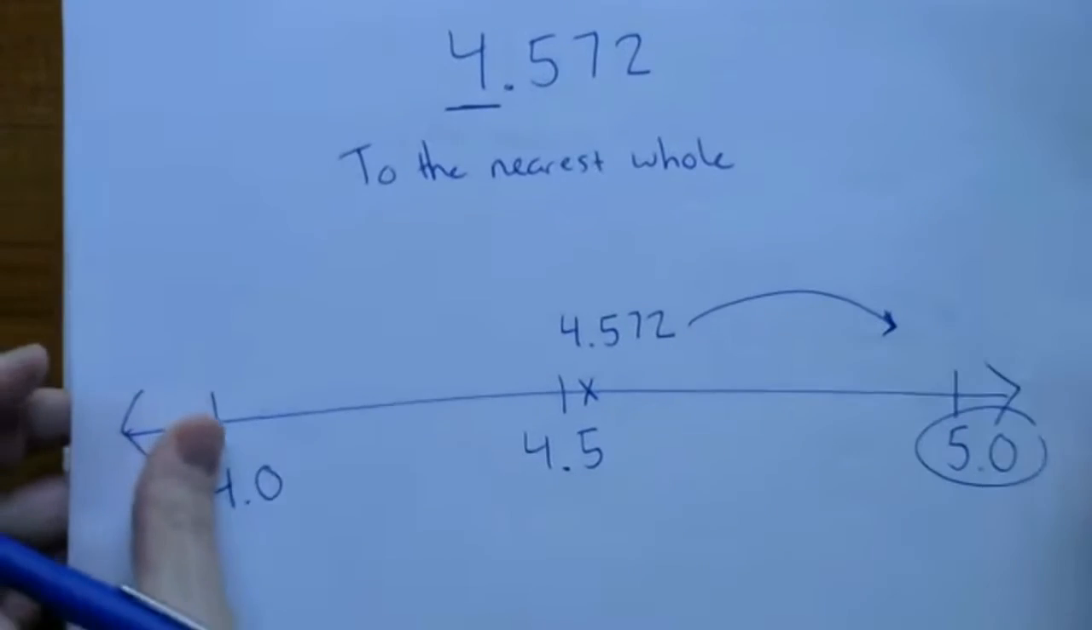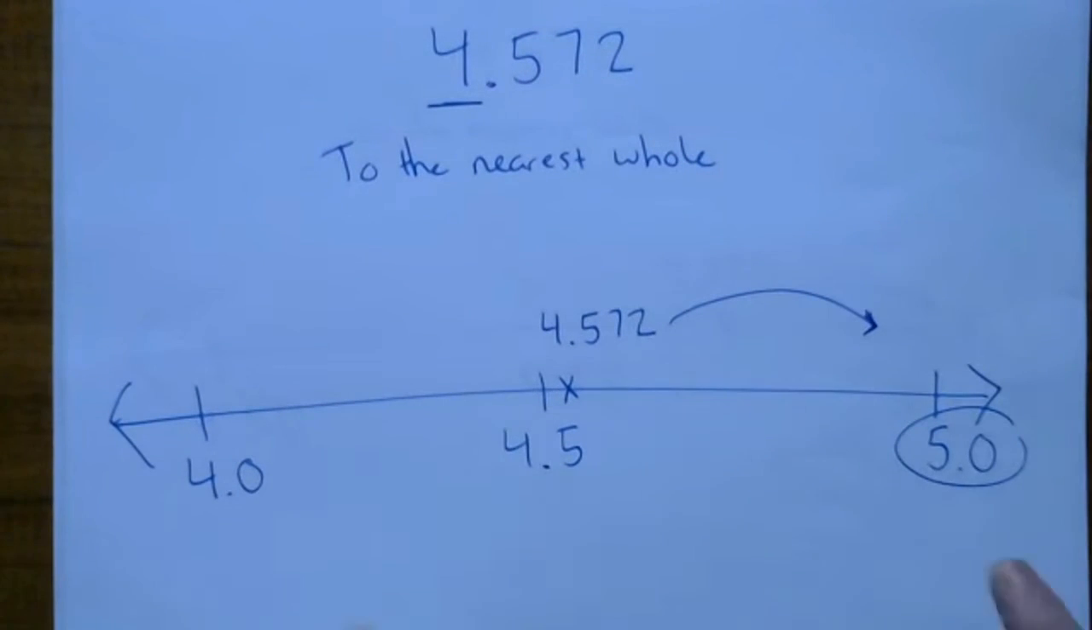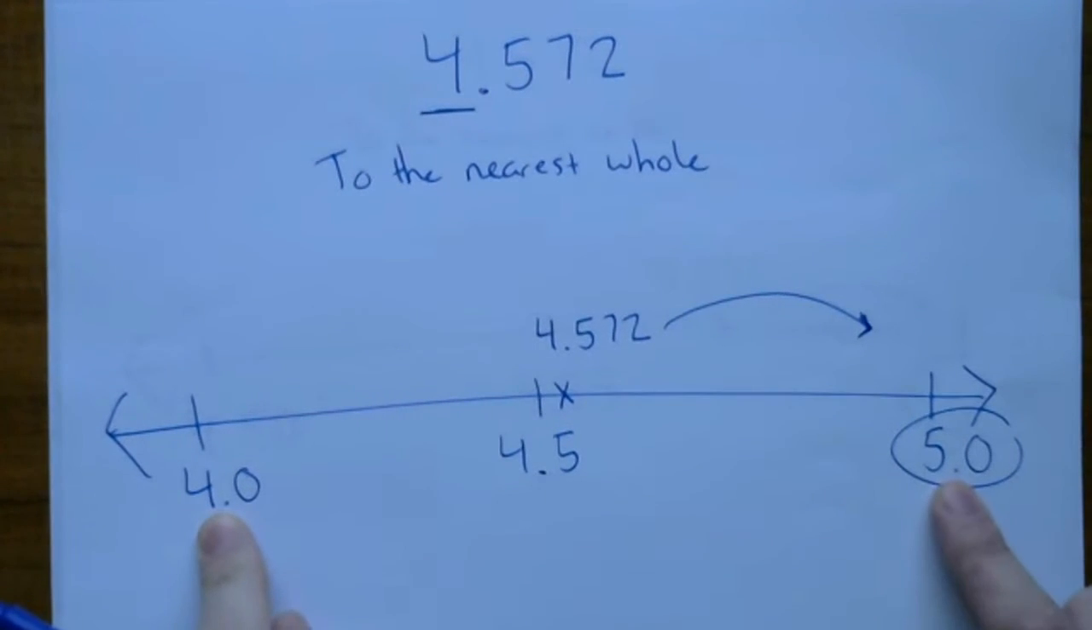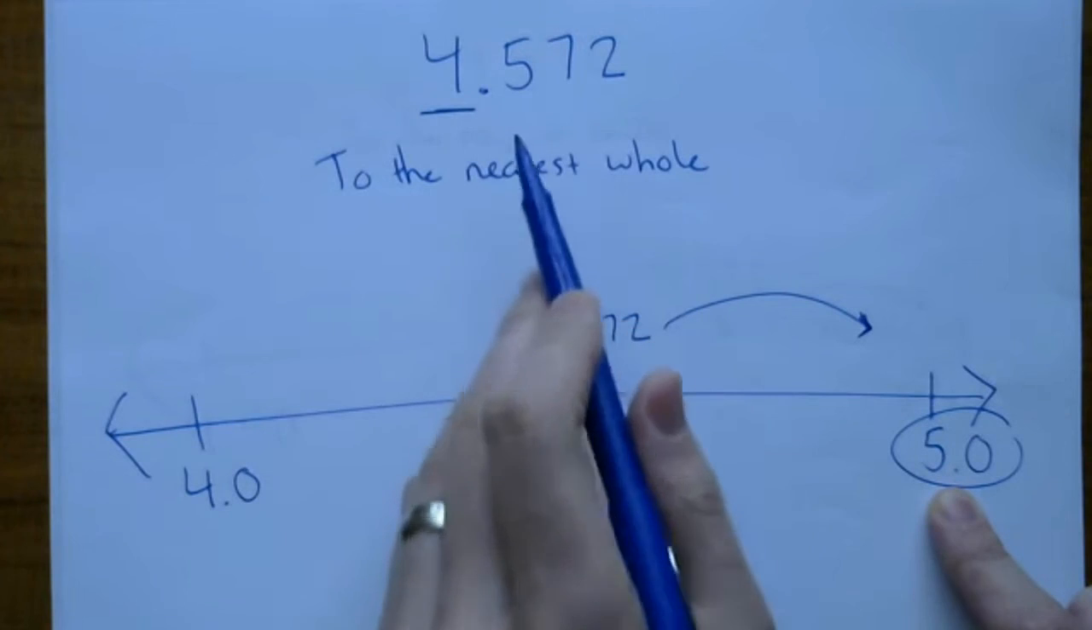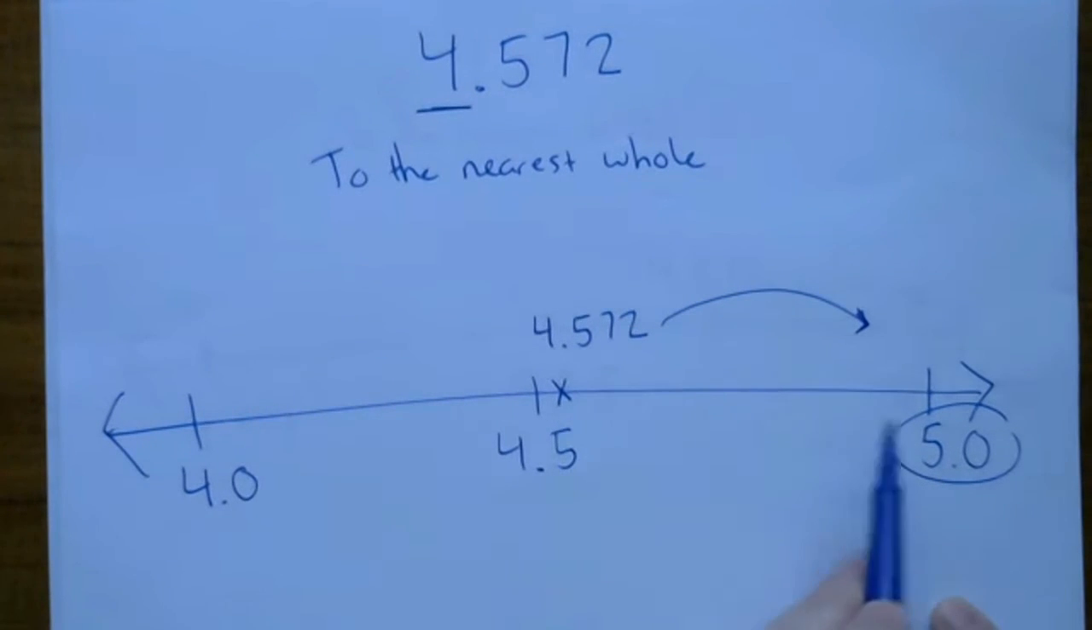So use this number line model, find the lower and the upper options for which numbers you could round to, find the midpoint, and then you can place an X on the number line where your actual number is to see if you should round up or round down.